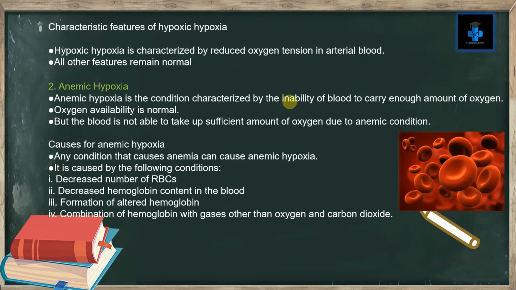Characteristic features of hypoxic hypoxia. Hypoxic hypoxia is characterized by reduced oxygen tension in arterial blood. All other features remain normal.